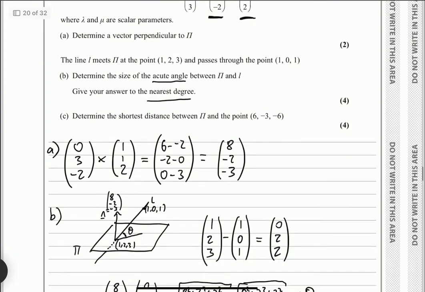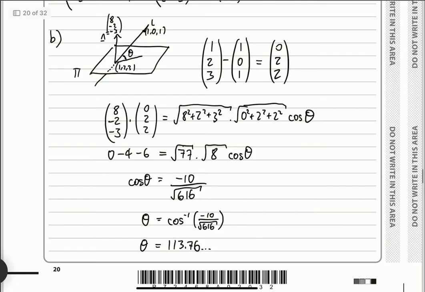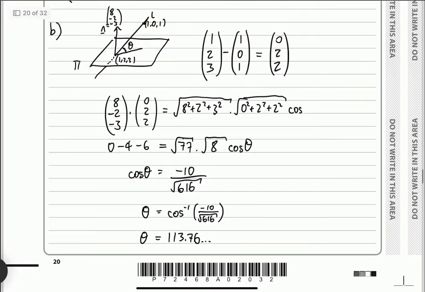We want the acute angle between pi and L, labelled as theta on, oh dear, labelled as theta on the diagram. Let me change all of these into something different. That's not a theta. Let's call that alpha. So alpha is this obtuse angle. So 180 minus that gives me this angle here as 66.23 dot dot dot.